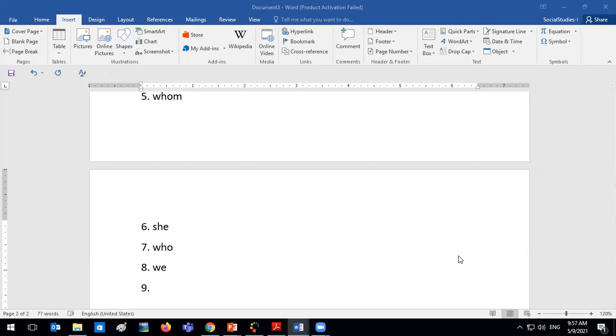Who or whom shall we invite? Who? Do you need a subject or a predicate nominative? You have an action verb, which is shall invite. Shall invite is an action verb, so you do not have a predicate nominative. We already have a subject in the sentence, which is we. So you do not need a subject or a predicate nominative. Therefore, you cannot have a nominative case pronoun.